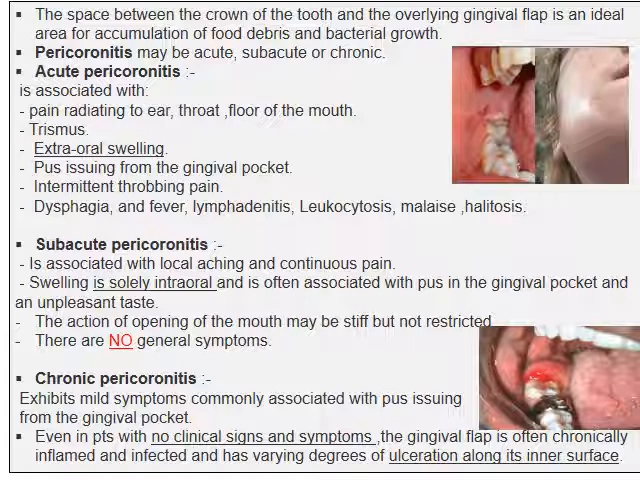Intermittent throbbing pain. Sometimes the patient has intermittent throbbing pain due to the collection of pus in the area. In addition to that, there are systemic or extraoral manifestations in the case of acute pericoronitis, like dysphagia, the patient cannot swallow, fever, lymphadenitis, inflammation of the lymph node, leukocytosis, elevation in the count of white blood cells, and this is a normal reaction.